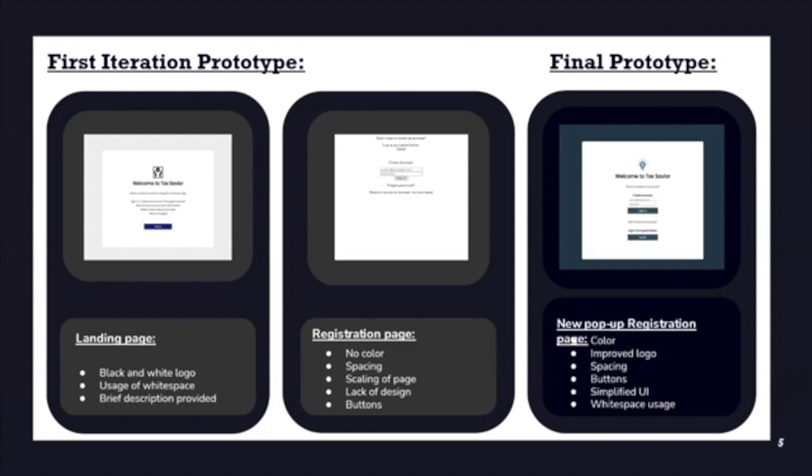After you clicked Got It from the landing page, you go to the registration page. If you notice, it has no color. The spacing is kind of off from where you see guest to create account. The scaling of the page, everything is pushed to the top. There's not really much design going on, and the buttons could be bigger so they're easily accessible.